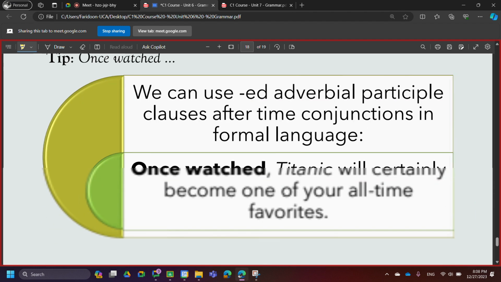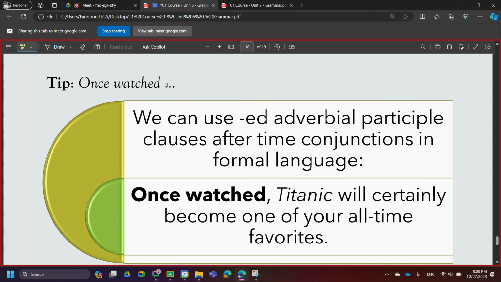Okay? So, another tip: "once watched." How do we use it and what does it mean? Okay, we can use -ed adverbial participle clauses after time conjunctions in formal language. The -ed adverbial participle clauses are here, like "watched," "drunk." Of course, not all of them will be -ed, like the example I just gave, "drunk." It doesn't take -ed because it's an irregular verb, but you know what I mean. So we're talking about the past participle version. We mostly use them after time conjunctions like "once," and it is used there in formal language.